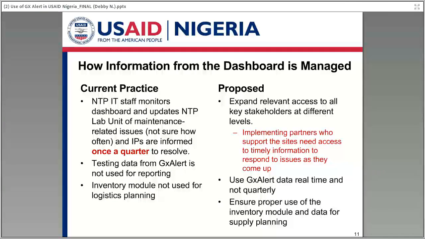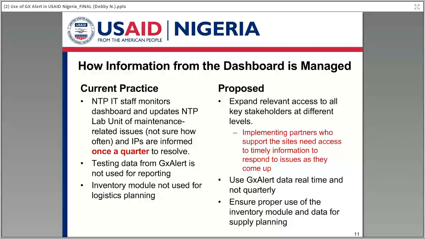The current practice is that the NCB IT staff, who is responsible for monitoring this dashboard, updates the lab unit. It could be weekly, monthly. I'm not entirely sure how often he provides that update. However, the IPs and us get an update from the NCP lab unit once a quarter to resolve issues. So regardless of whenever these issues happen, we only find out about it once a quarter.